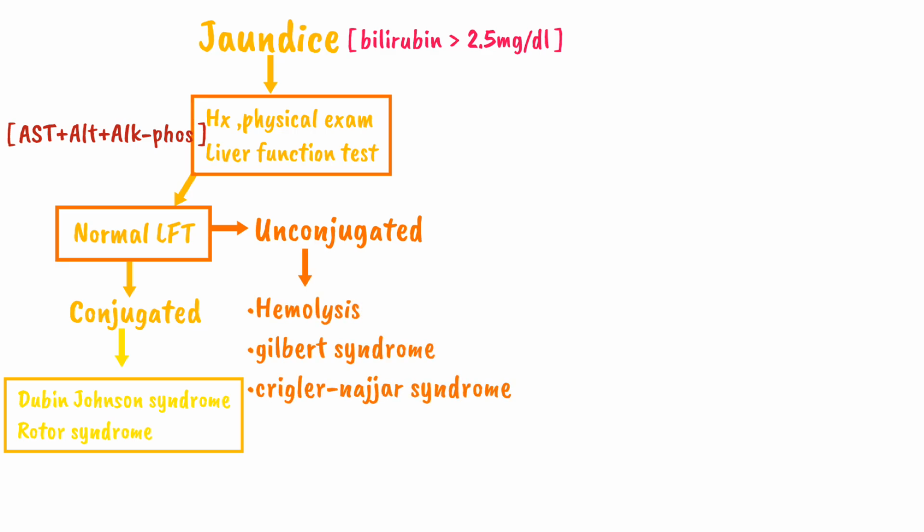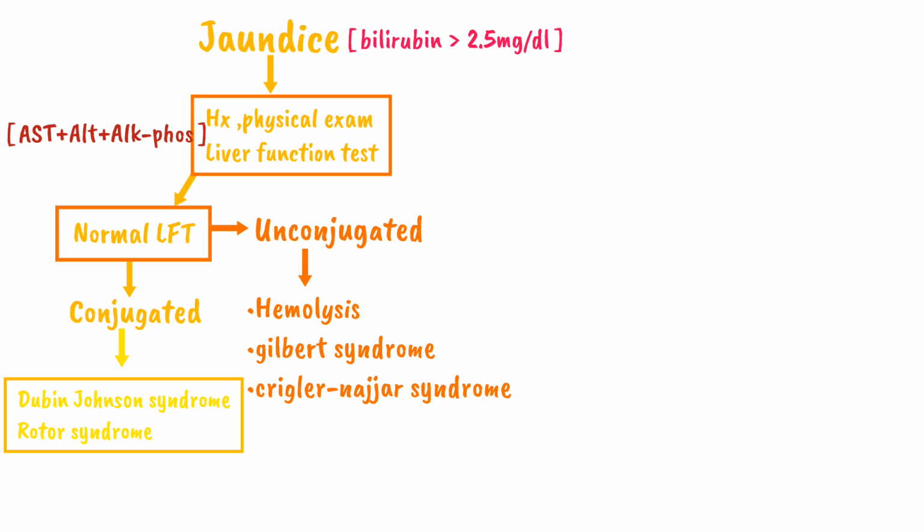Hemolysis means that there is increased breakdown of red blood cells, which ultimately leads to jaundice. Apart from this, there can be Gilbert syndrome or Crigler-Najjar syndrome. Remember that in Gilbert and Crigler-Najjar syndrome, there is absent or decreased functioning of the metabolism of unconjugated bilirubin to conjugated bilirubin. While in Dubin-Johnson syndrome and Rotor syndrome, there is decreased excretion of bile from the hepatocyte to the bile duct. So this is how we will approach jaundice if the patient has a normal LFT.